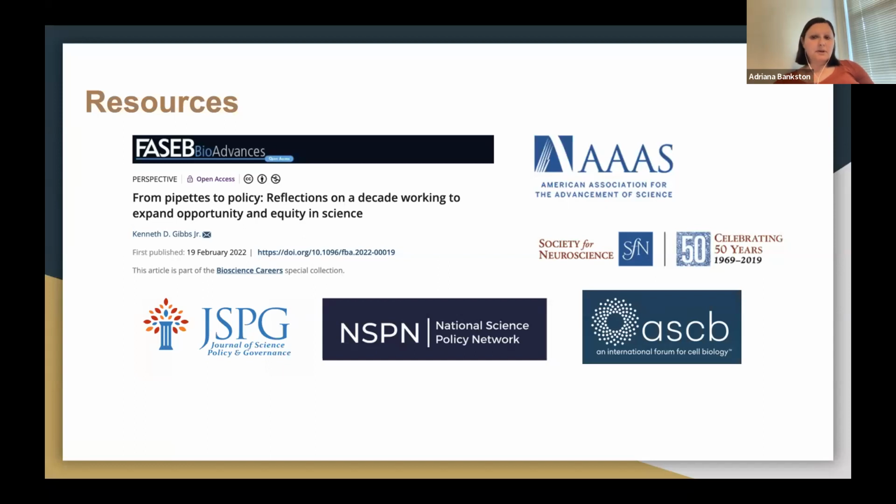AAAS is a good one to be involved in, SFN again, and also ASCB or something else that is discipline specific to your interests. There are a lot of societies and a good way to learn policy that way.